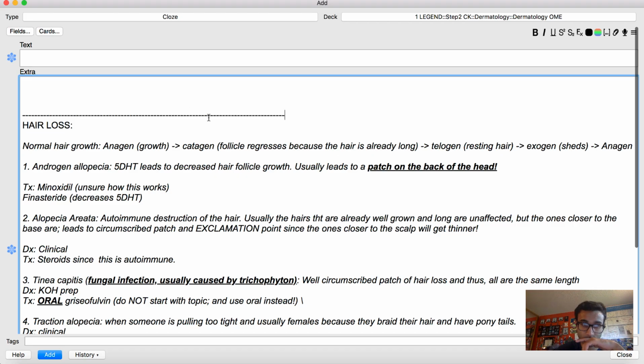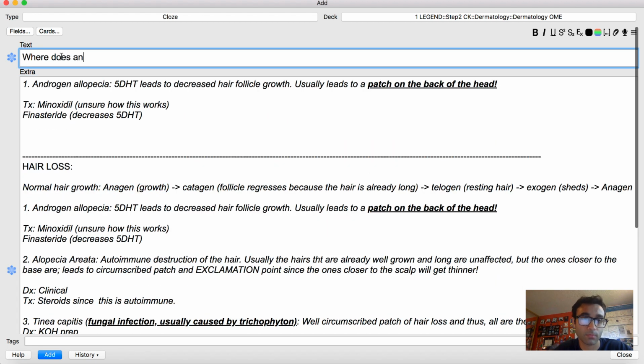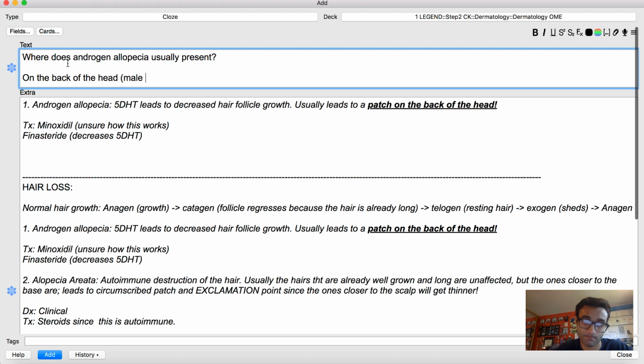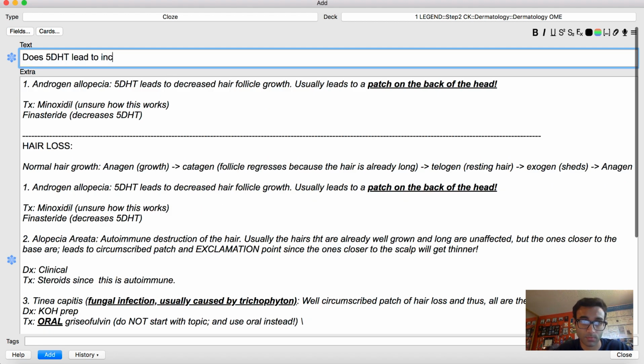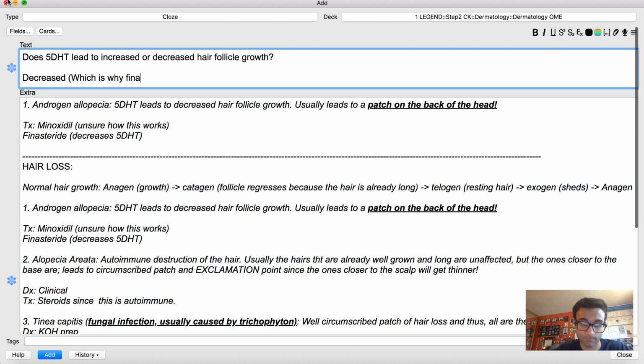Okay, so now to make the flashcards from these notes you just took, what I'll do is separate my notes, and above my notes I'm going to copy and paste the relevant parts that I want to make flashcards about. So right now I want to make flashcards about androgen alopecia. So I took the part of my notes that's related to androgen alopecia and copied and pasted them at the top of my extra column. And now every question I make, I base it off of those notes.